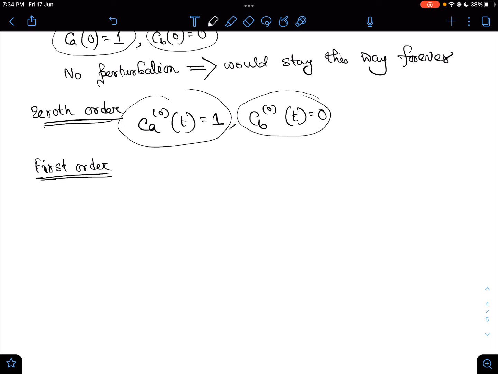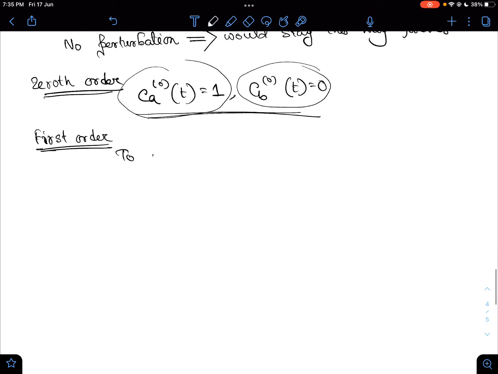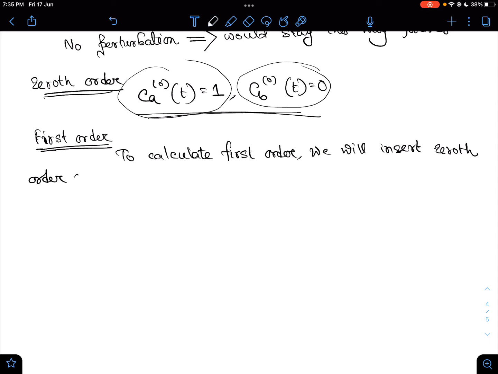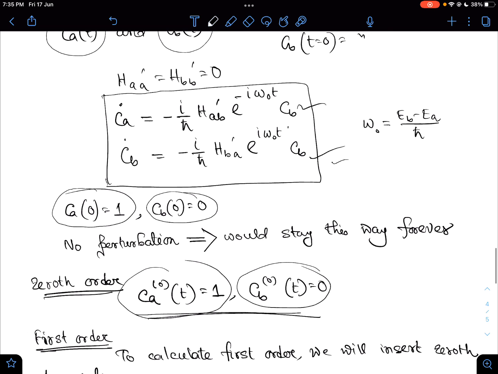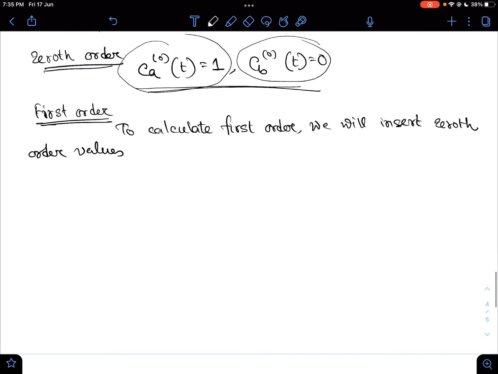So to calculate the first order, we will insert these zeroth order values into the right hand side of this equation. So if we denote these by 1 and 2, we will insert the zeroth order values in 1 and 2.